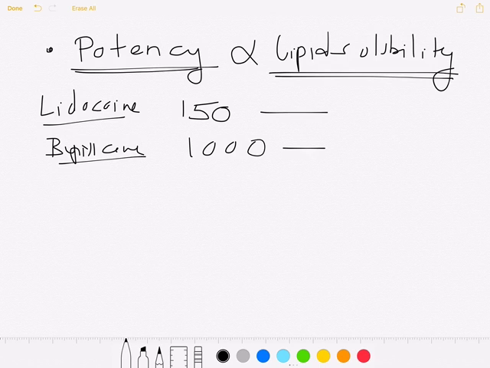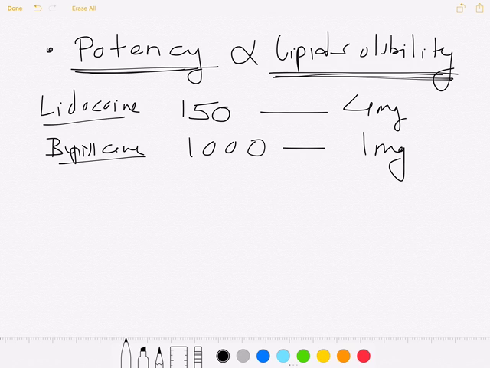So same thing. Bupivacaine 1 milligram probably equals 4 milligrams of lidocaine. So it is more potent than lidocaine. That's understandable based on the lipid solubility. I don't want to give you more examples, but this would be the question asked.